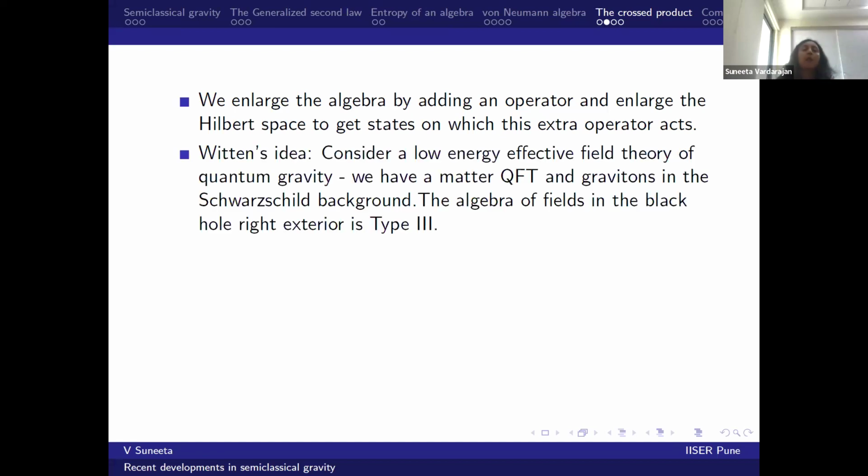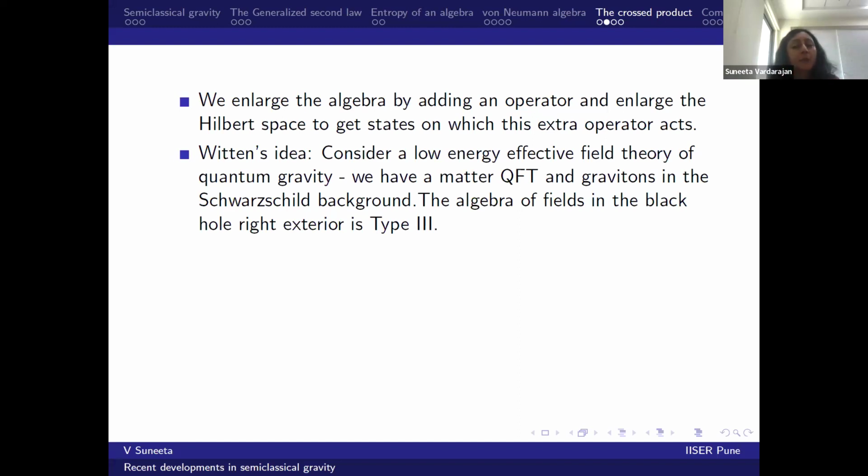And what is the operator you should add? Witten's idea was that you consider a low energy effective field theory of quantum gravity, which is just matter quantum field theories and gravitons, everything in the Schwarzschild background.